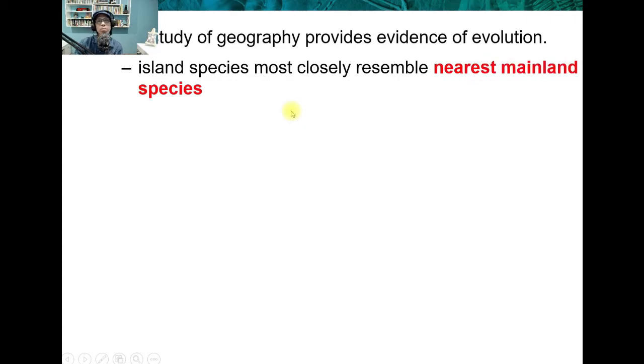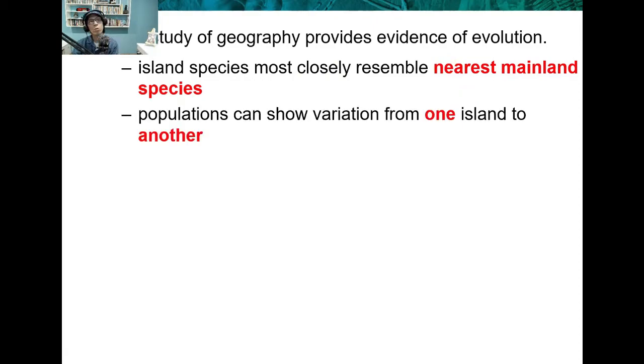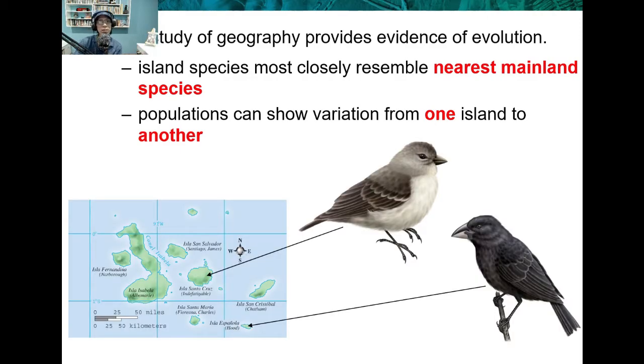Alright, the study of geography provides evidence of evolution. We call that biogeography. Island species most closely resemble the nearest mainland species. Populations can show variation from one island to another. In other words, same species or same family but different genera. If you look at these 2 bird species, they are found in this place.